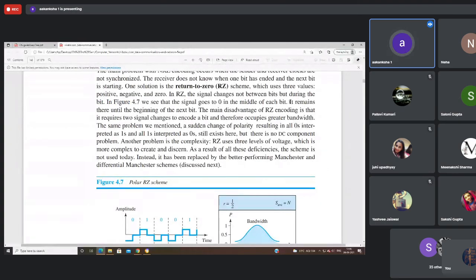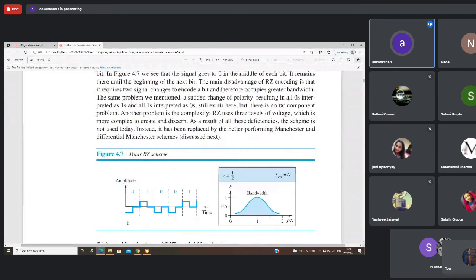So it remains there at 0 level until the beginning of the next bit. The main disadvantage of RZ encoding is that it requires two signal changes to encode a bit. So now you can see, in figure 4.7, if we have to represent 1, it is representing a positive voltage level and 0 voltage level. And for 0, we have two signal levels, negative voltage level and 0 voltage level.